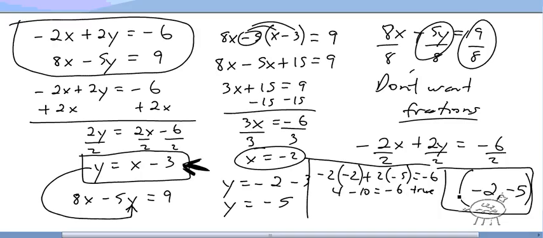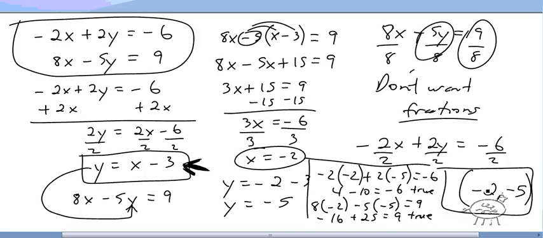So that's good. And let's plug it into the second equation because it has to work for both. So 8 times negative 2 minus 5 times negative 5 equals 9. So I get negative 16 plus 25, and that does equal 9. That's true also. Okay, so both those are true. That just checks your work. So you have to make sure it works out for you, and it's a great way to check it if you have a little extra time.